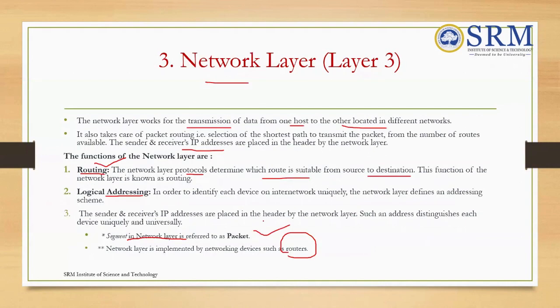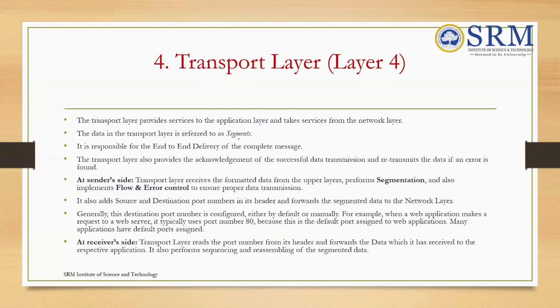In the transport layer, the data will be in the format of segments. This layer is mainly responsible for end-to-end delivery of the message. How is the process going? On the sender side, the transport layer will receive the data from the upper layer, and it performs segmentation, and it will implement flow and error control mechanisms as in the data link layer. And it will add the address, the source and destination port numbers. Based on the source and destination port numbers only, the data can be transmitted.